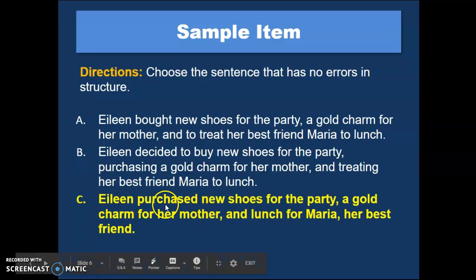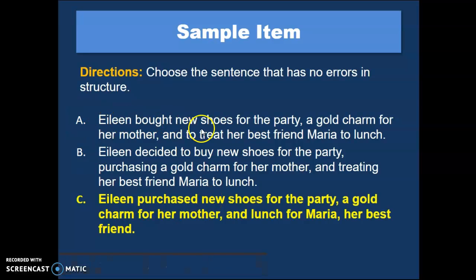You can see here, it's listing several things that Eileen purchased or bought. Whenever you're listing things in a series and you have commas between all these different things, each thing should start in the same form. You notice how this starts with new shoes as one thing, a gold charm, and lunch. These are all nouns. Shoes, charm, lunch, all nouns. So it's parallel structure. They all have the same structure of being a noun.